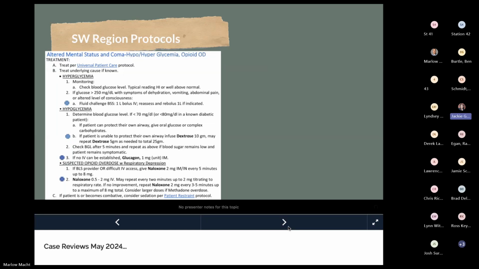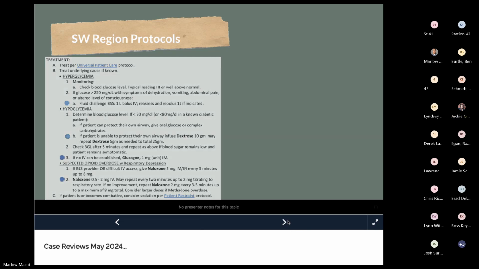So I think the protocol that best displays this patient's unresponsiveness would be the altered mental status one, checking for electrolyte abnormalities such as hyper or hypoglycemia, and if there's a consideration for a CNS depressant in the form of opioid, treatment with Narcan. Next. Any questions or concerns? Next.